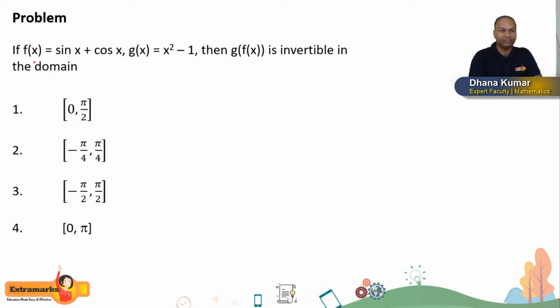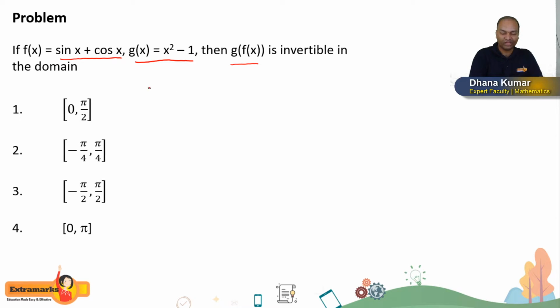See here. f of x is equal to sin x plus cos x, and g of x is equal to x square minus 1. g of f of x, a composite function, is invertible in the domain dash. Invertible means the inverse exists. The inverse exists in dash, x belongs to dash. That is our question. Okay, simple problem.